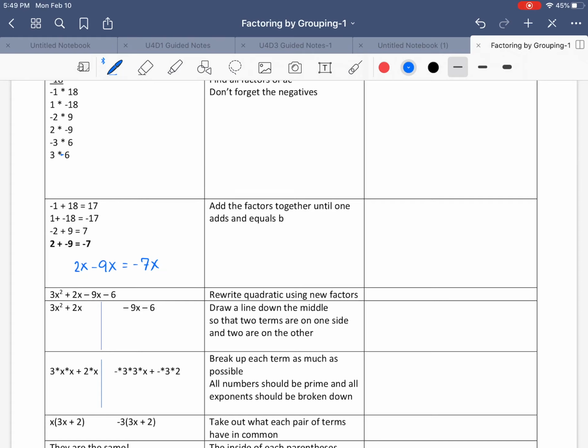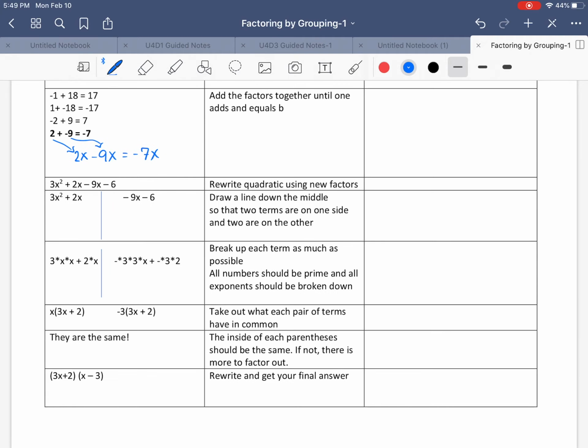So if you look right below, I took 3x squared, and where I would have written -7x, I'm replacing it with 2x minus 9x, which is where our 2 and our 9 come from. Okay, and then we have -6. What I do then is I break it in half, the first two terms on one side and the last two on the other half. 3x squared plus 2x, and then on the other side, I have -9x minus 6.